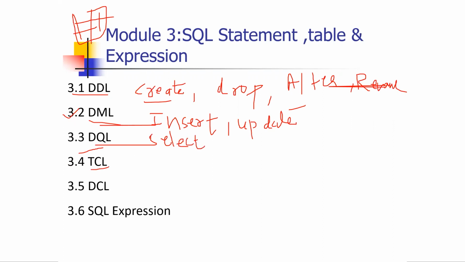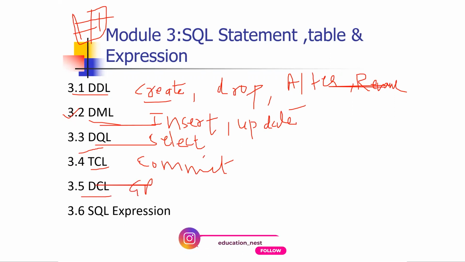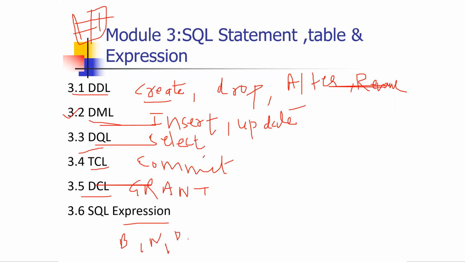Then TCL is transaction control language. The statements are commit, rollback, set, checkpoint. Then DCL is data control language, like grant, revoke. You want to grant some permission. Then SQL expressions like Boolean type expression, numeric expression, date type expression, time type expression. So how to define the expression?